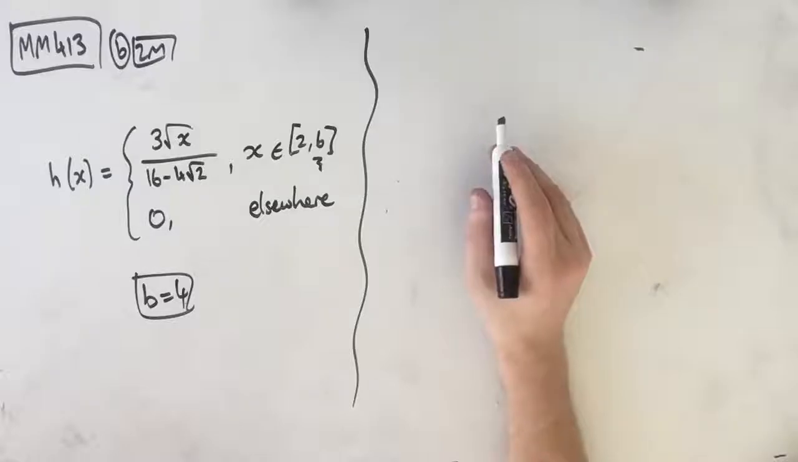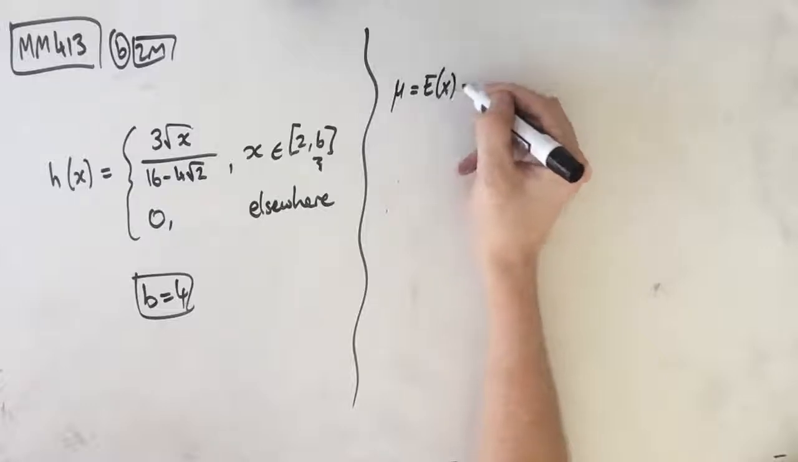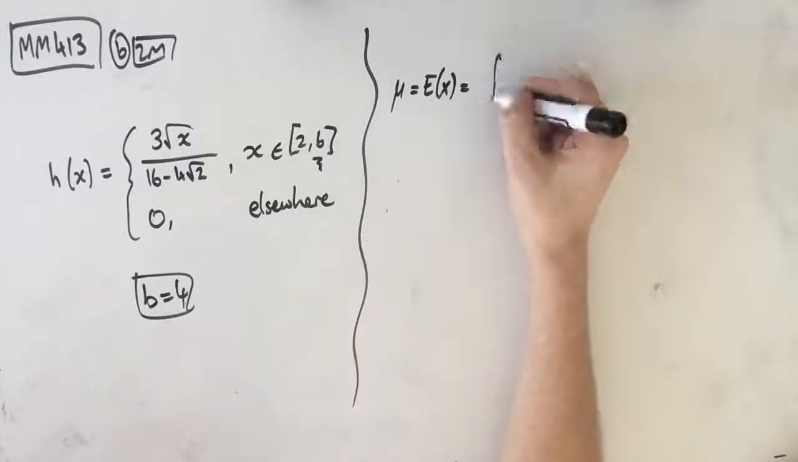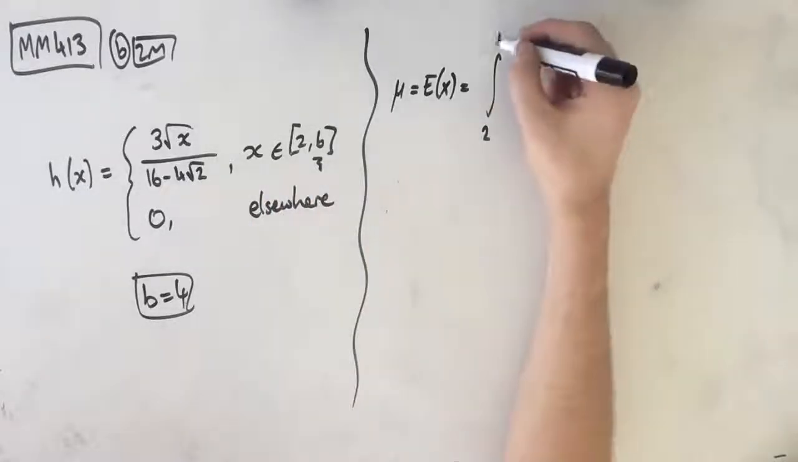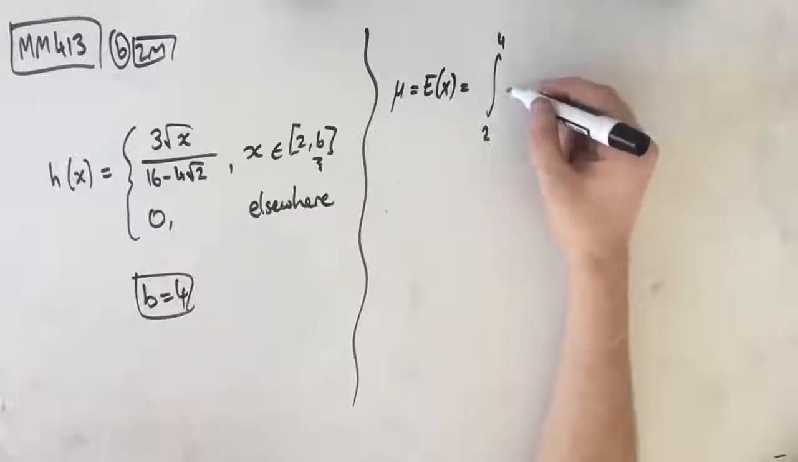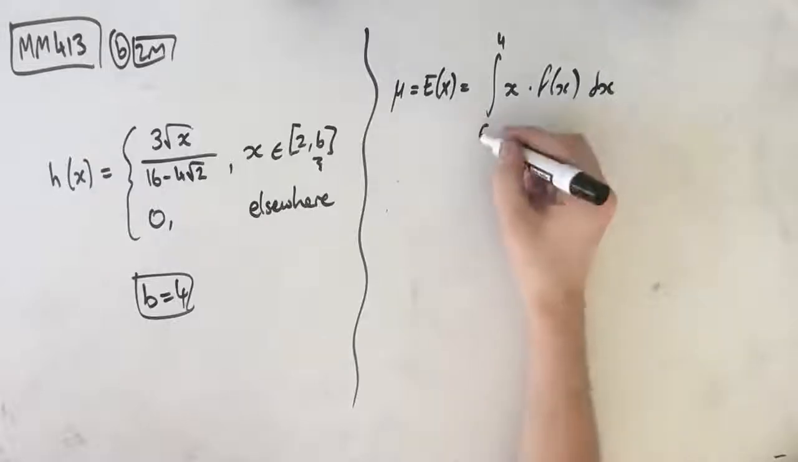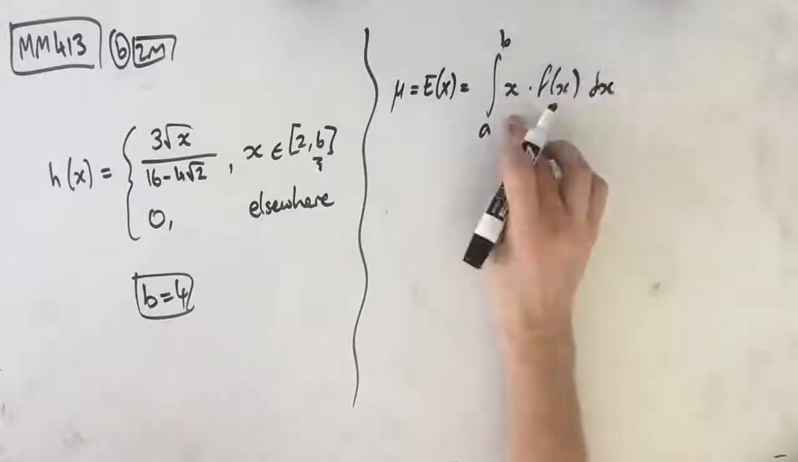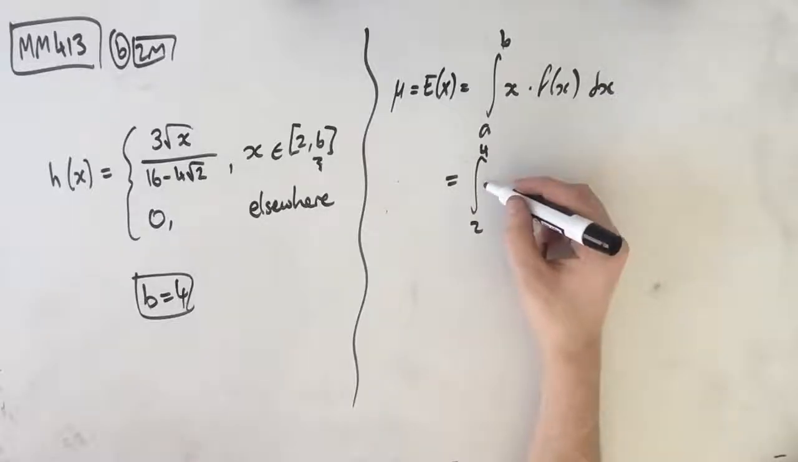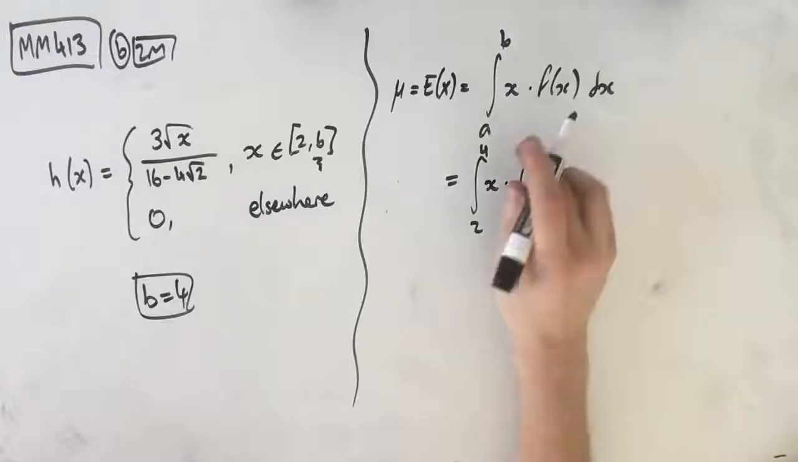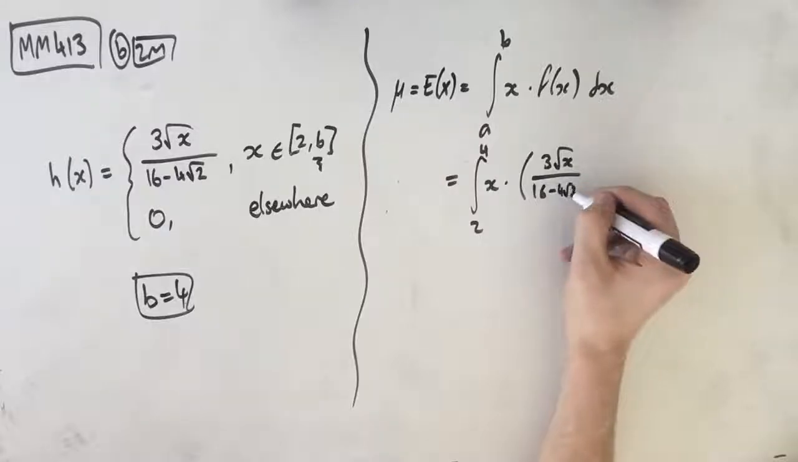Awesome. So, as we know, our average, or our expected value of a probability density function is equal to the integral from the lower bound to the upper bound, from 2 to b, and we know that b is 4 because we found that in the previous question, of x times f of x, right? I should just say a and b here. So these are our lower and upper bounds, x times f of x dx, and in this case, of course, our lower and upper are 2 and 4, and then we do x times our, in this case, h of x, so we have 3 root x over 16 take 4 root 2 dx.